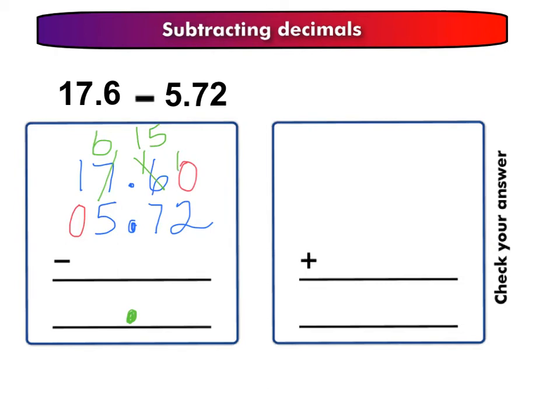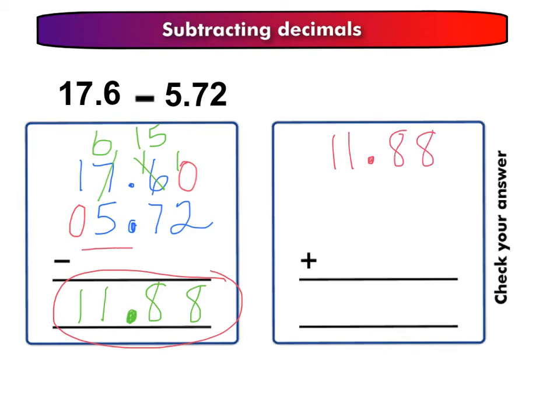Now I can subtract. 10 minus 2 is 8, 15 minus 7 is 8, 6 minus 5 is 1, and 1 minus 0 is 1. Now this is how you check your answer. You want to take the difference between those two, which is 11.88, and I want to add it to the 5.72 because these two together should give me what I started with.